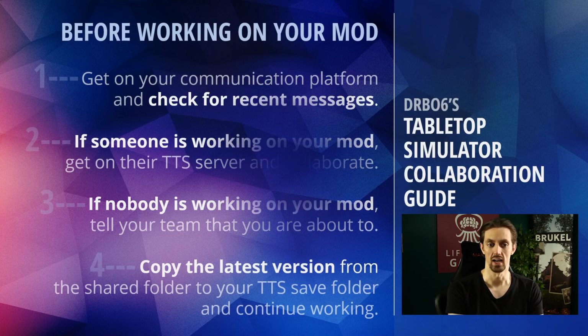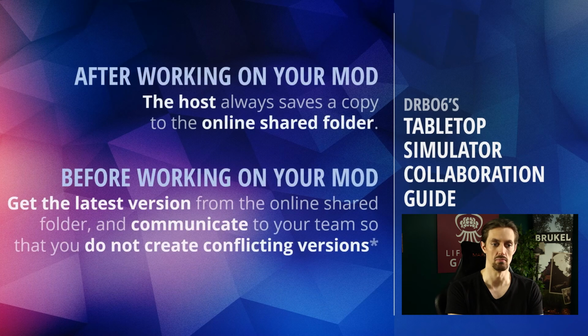So that's pretty much my guide. I'm gonna sum that up in 2 easy to remember points. So before you start working on your mod, the host always has to save the last copy to the online folder where everybody can find it. Then, when somebody continues work on the mod, they go get that last version from the online shared folder and you talk to each other so that you do not create conflicting versions. That's kind of what you're trying to avoid here. The scenario in which 2 people work for an entire night on the game and just have 2 completely different versions of the game at the end of it, because, well, that's going to be a waste of time.